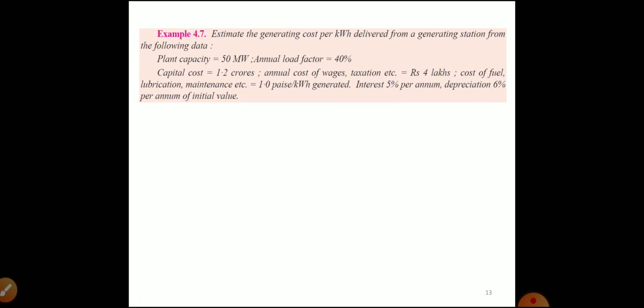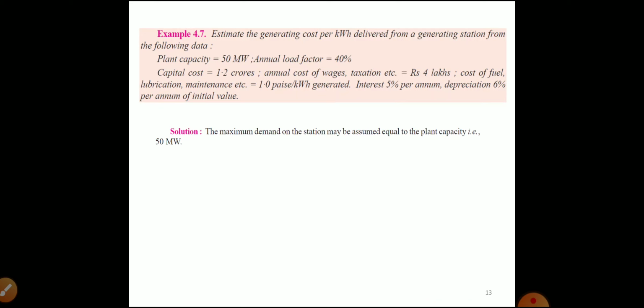So after reading the statement, we have to solve this problem. How will we solve it? We require two things. The first thing is how many units have been generated, and the second thing is how much total cost is required. These two things are required, so let us solve this. The maximum demand on the station may be assumed equal to plant capacity.